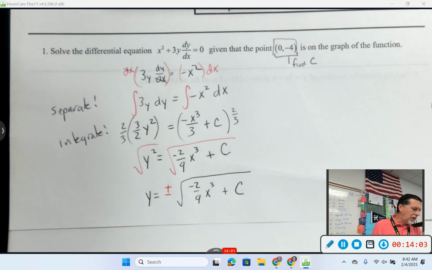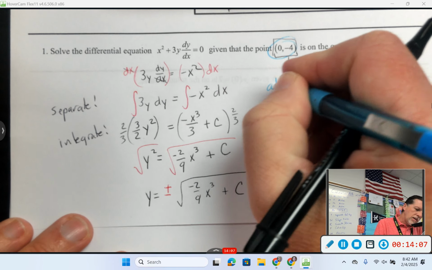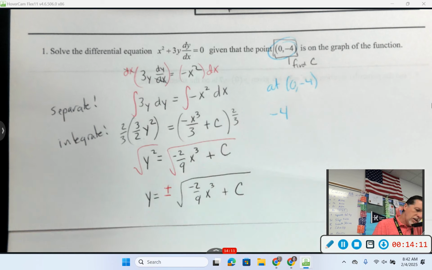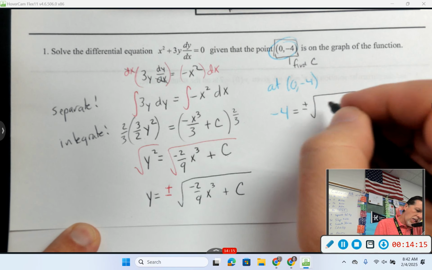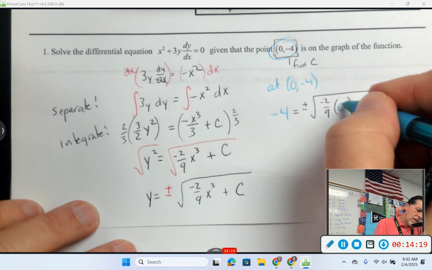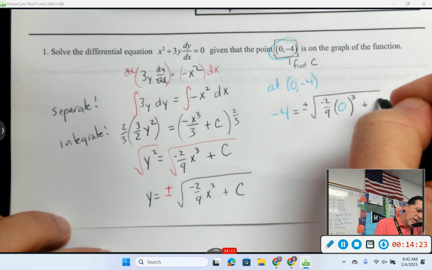Let's figure out what c is. So let's use 0, -4. So -4 goes in for y. -2/9, 0 cubed, plus c.